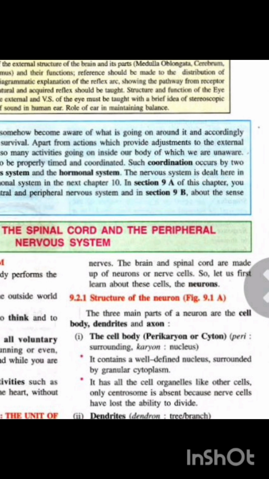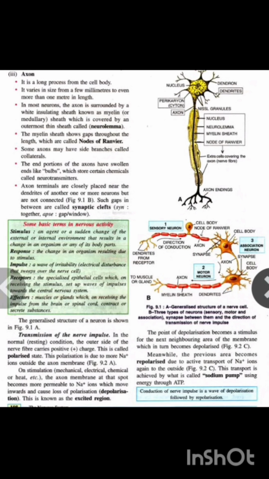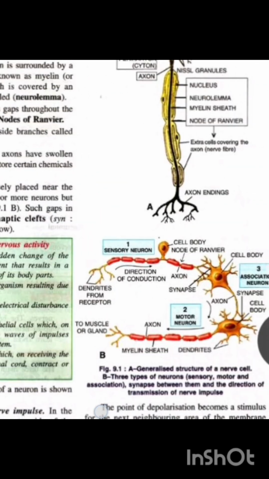Then when we talk about dendrites, they are just branched cytoplasmic projections of the cell body, and they conduct nerve impulses to the cyton. They bring the information basically. And next we have the axon, which is a long process from the cell body which varies in sizes, and in most neurons, it is also surrounded by a white insulating sheath, which is called a myelin sheath or a medullary sheath. Both the names go, while myelin sheath is the most famous one.